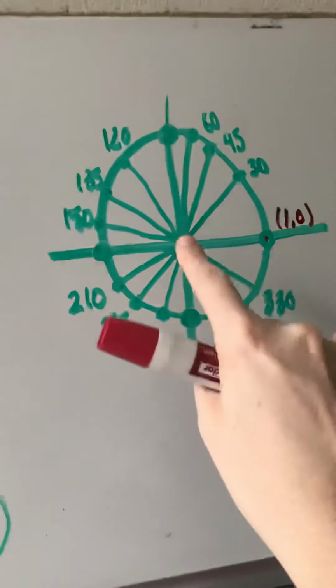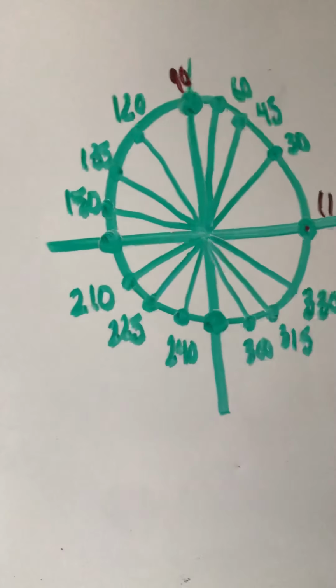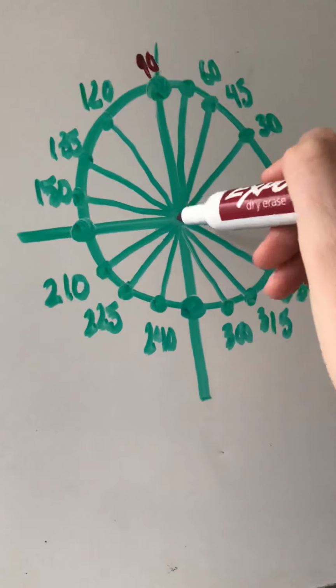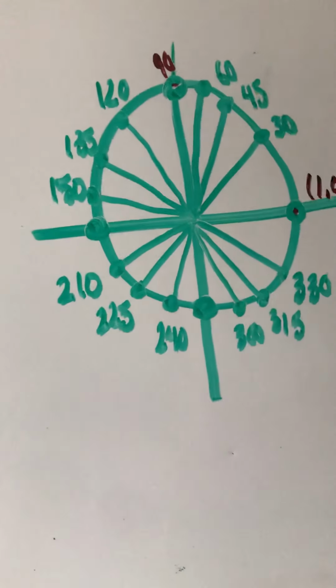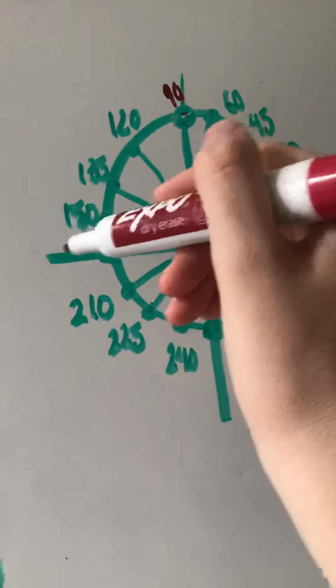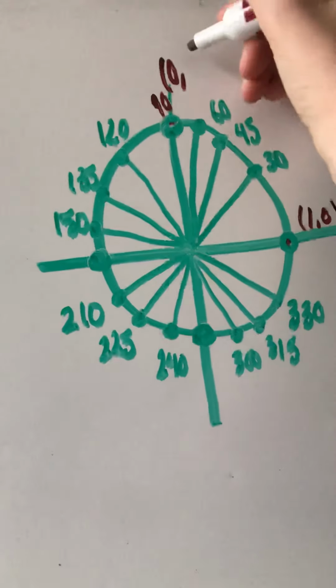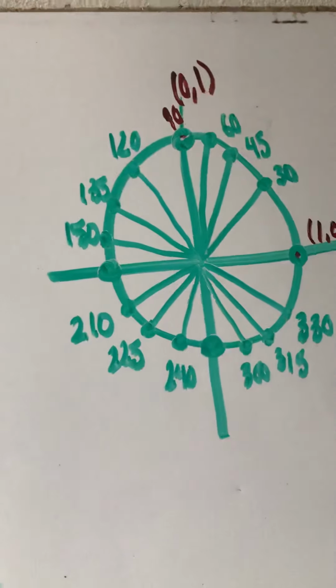If I wanted to do the same thing for 90 degrees here, I can label this 90. Well, now I want my radius. I went up 1, but I didn't move to the right and I didn't move to the left. So that means that my x value here is 0 and my y value is 1.